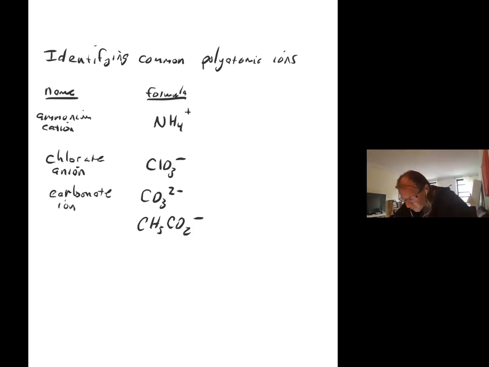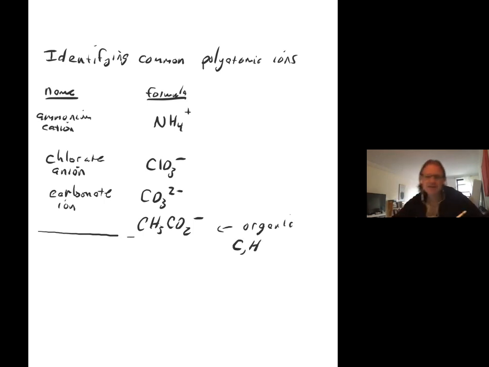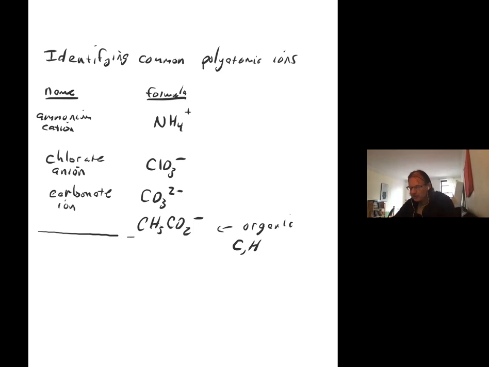Okay, now this one's more complicated. This is one I haven't talked to you about. This is organic. It's kind of cool. Organic ions have carbon and hydrogen in them. And this is one of those. So this is an organic polyatomic ion. And as far as I'm concerned, it's the only organic one we really need to know in general chemistry, at least until you get up to the second semester of general chemistry.